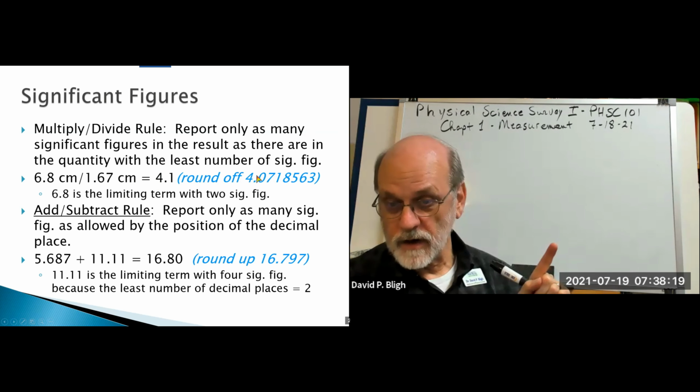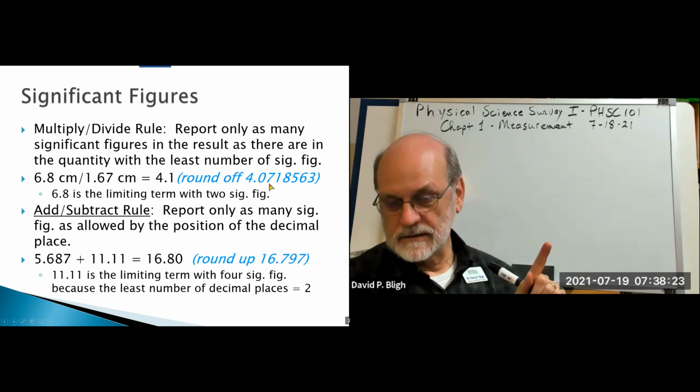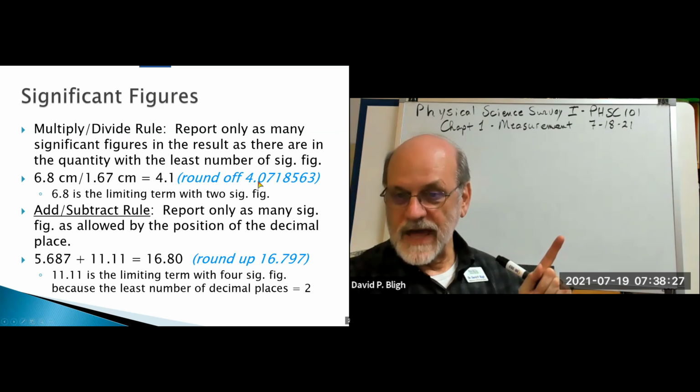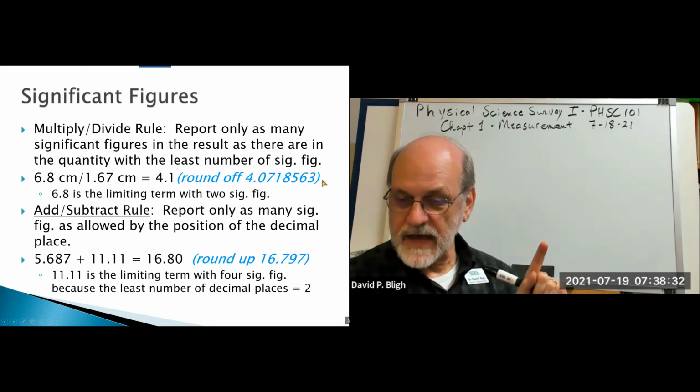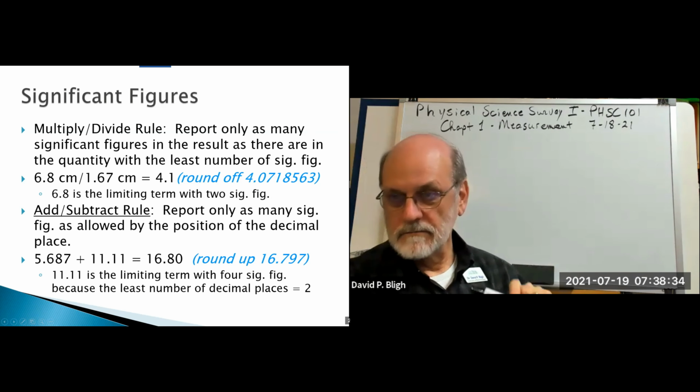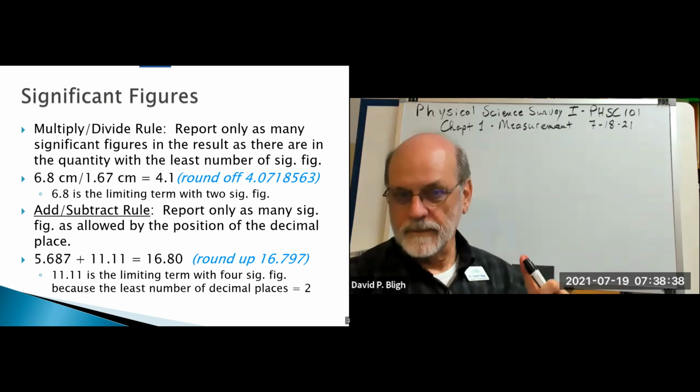So you have to round to 2 significant figures. So we go 4, 0, right? To the right of 0 is 7. That means you round 0 up. So now you get 4.1, 2 significant figures. Everything else goes into the ether. It's gone.